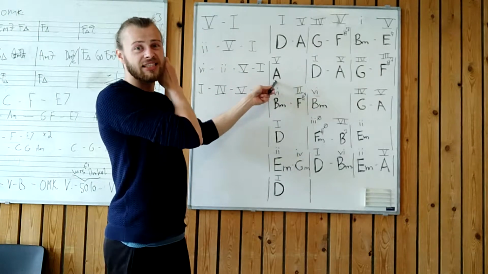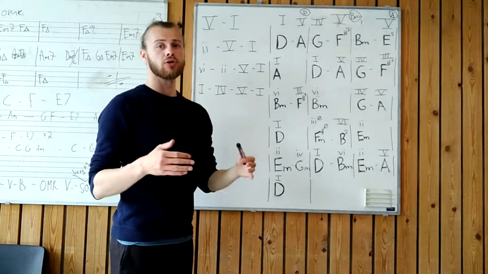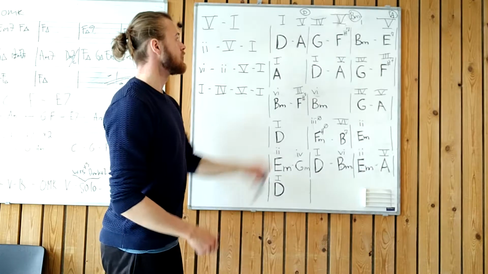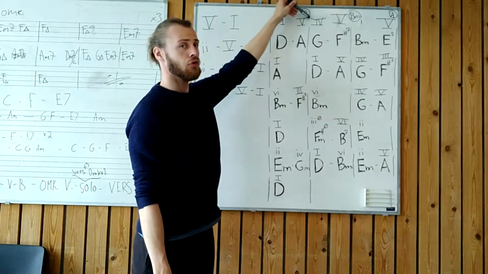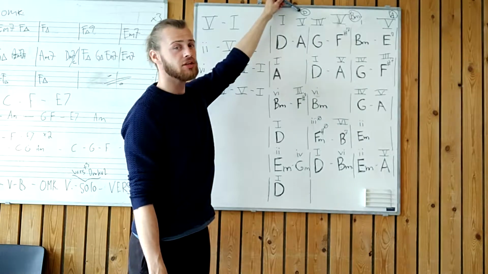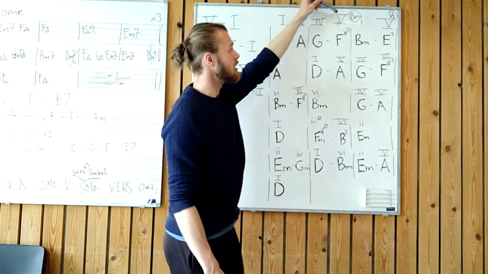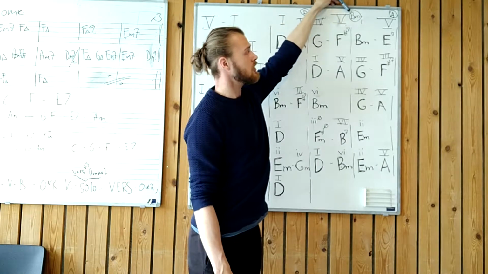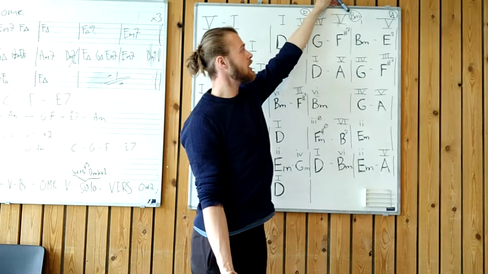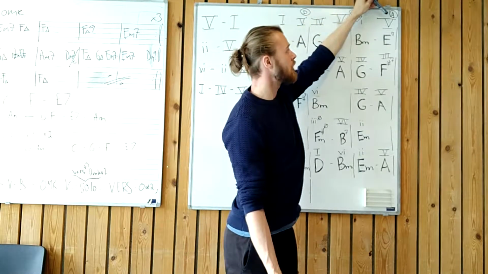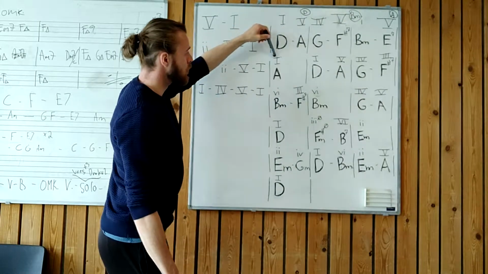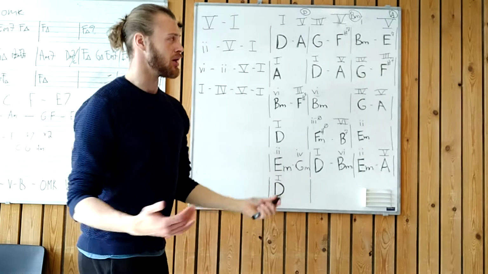So now this A would be the 1. Looking at it this way, we've got a 1, 5, 4 in the key of D major, then a 5, 1 in the key of B minor, and then another 5, 1, 5, 1 in the key of A major.